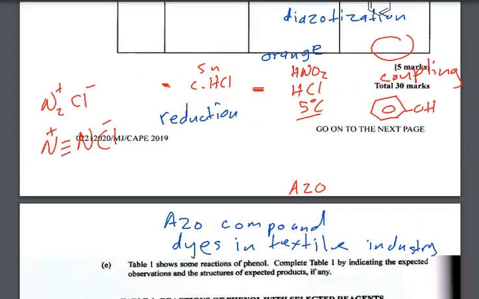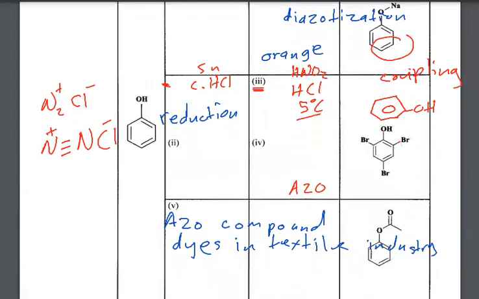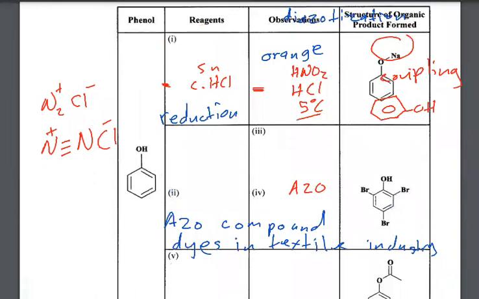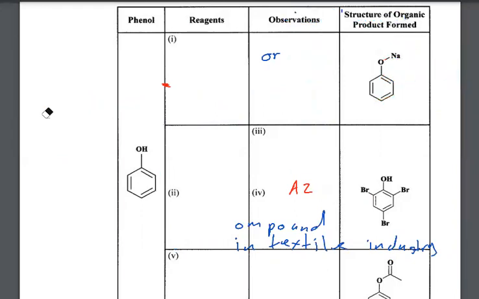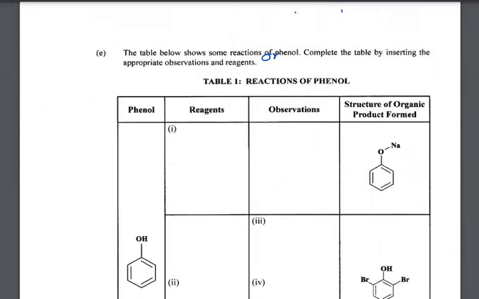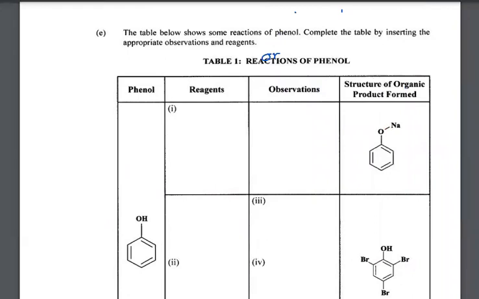This one is also from 2019, and this one now is the reactions of phenol. It says the table below shows some reactions of phenol. Complete the table by inserting the appropriate observations and reagents.